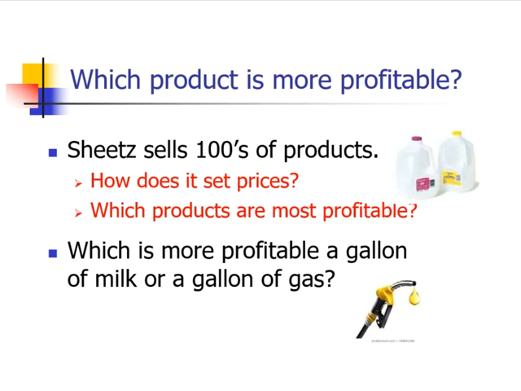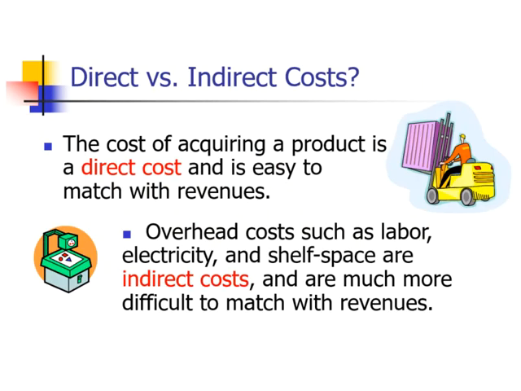Sheetz sells hundreds of products. How does it set prices? Which products are most profitable? Which is more profitable, a gallon of milk or a gallon of gas? To answer that question, we need to examine the difference between direct and indirect costs.